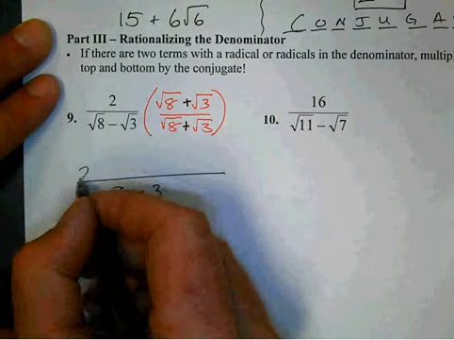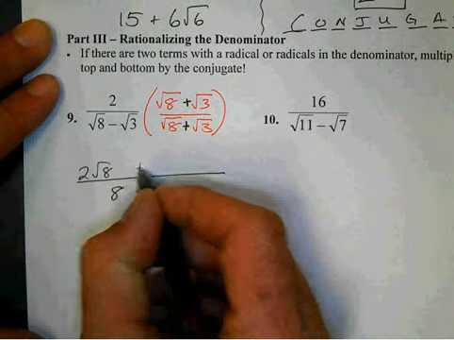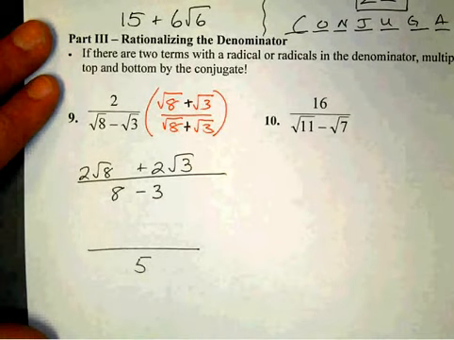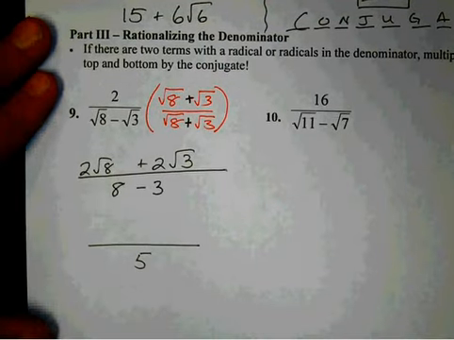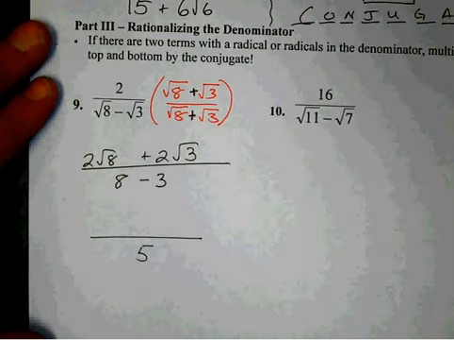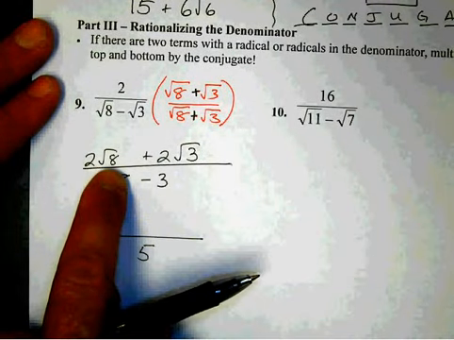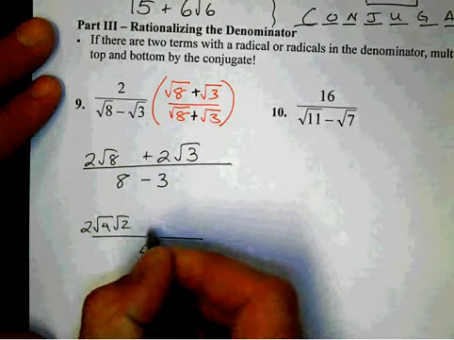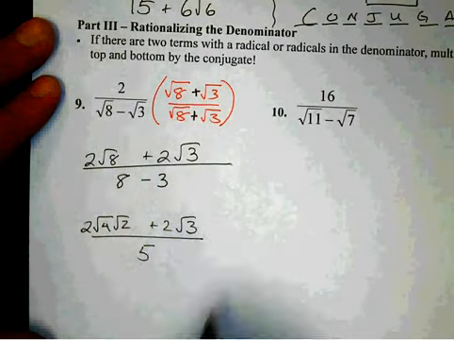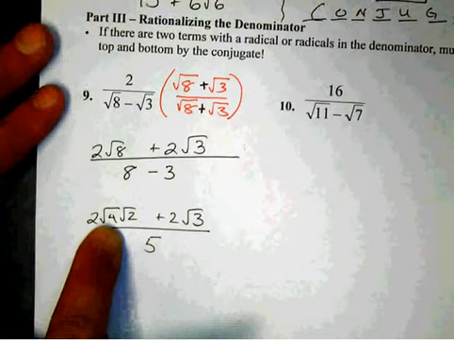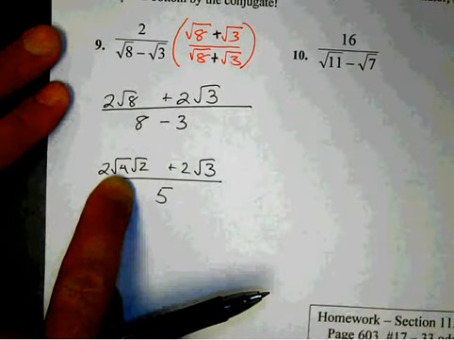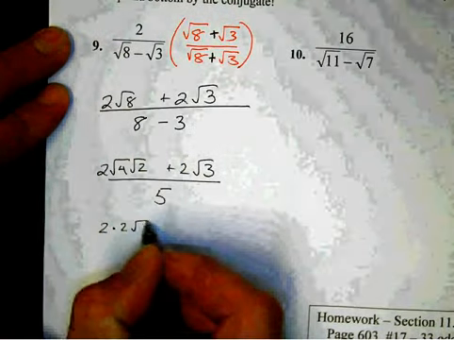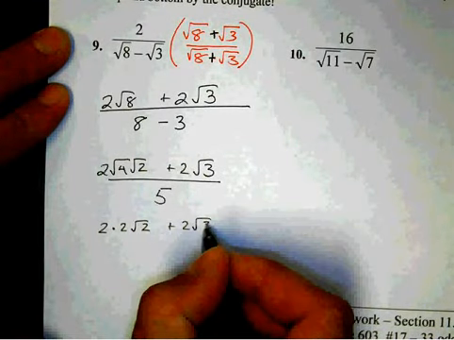2 root 8 plus 2 root 3. Now I need to try to see if either of those breaks down. Only the 2 root 8. Does the 2 root 8 break down? Okay, root 8 is root 4 times root 2, but the root 3 doesn't. What does this root 4 out front break down to? 2. So we have 2 times 2 root 2 plus 2 root 3 over 5.